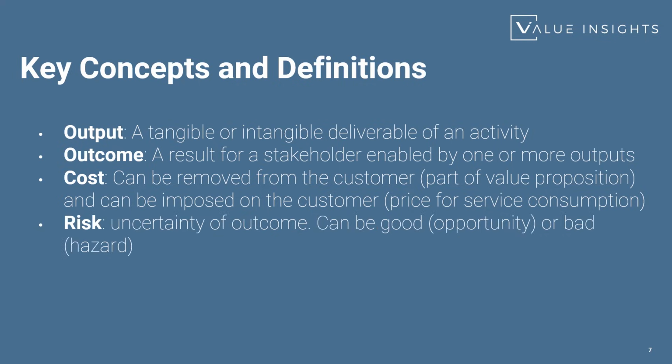Then we have risks, which is the uncertainty of something, the uncertainty of outcomes, which can both be good, like an opportunity, or it can be bad. In that case, we call it a hazard. And what we need to make sure as a service provider is that we manage our risks, right? We need to understand how much we are exposed to a risk and how big the effect of that risk could be if we cannot mitigate it.